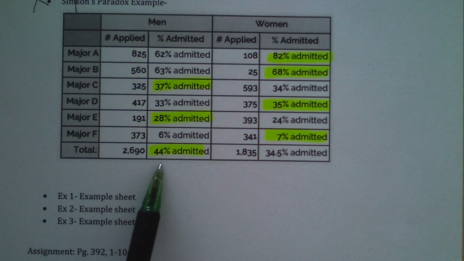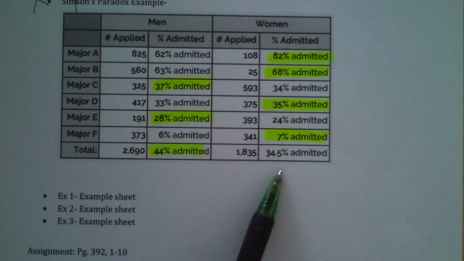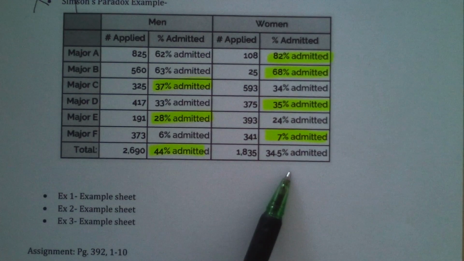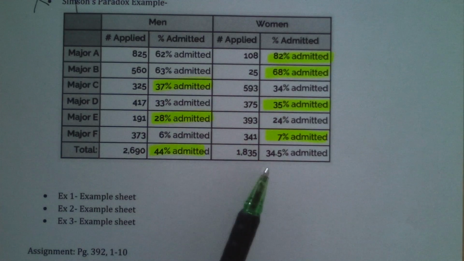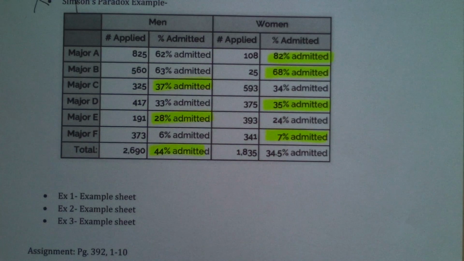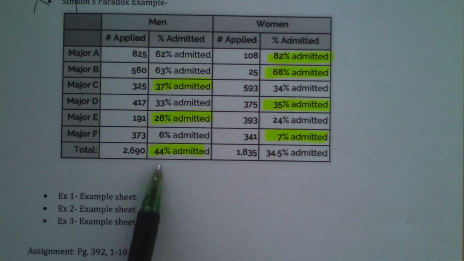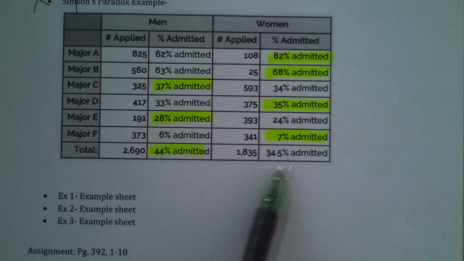Obviously that upset the women. They're like, you're not accepting us as much. But that actually wasn't necessarily true. The totals show that 44% of men were accepted and 34.5% of women. But the reason that happens is actually based on what major they chose.